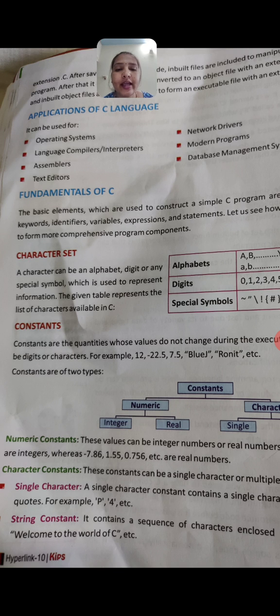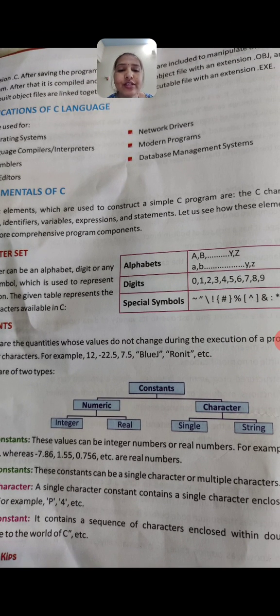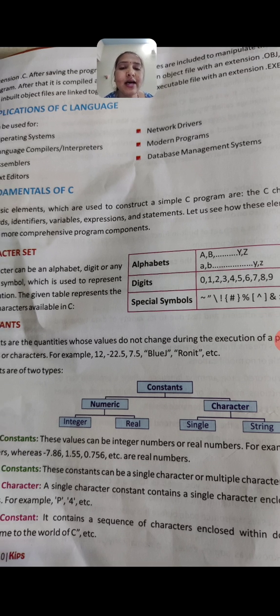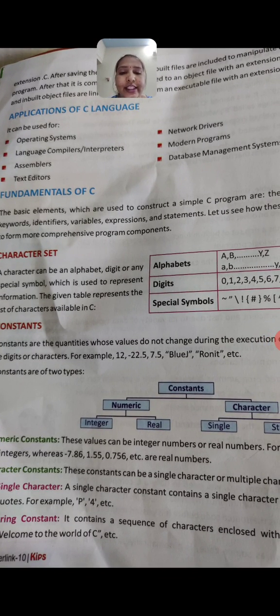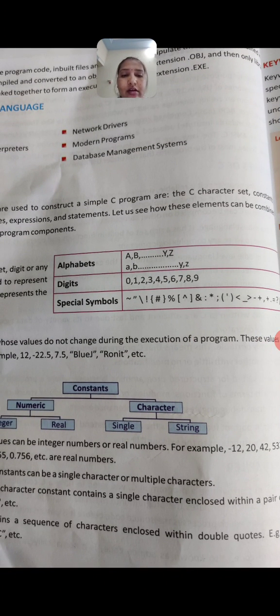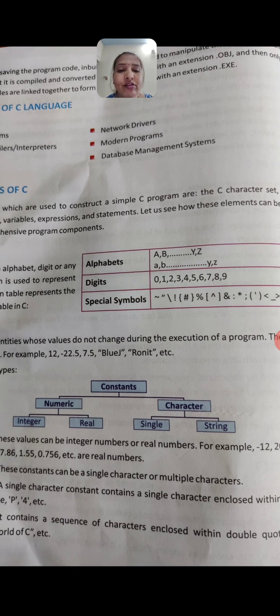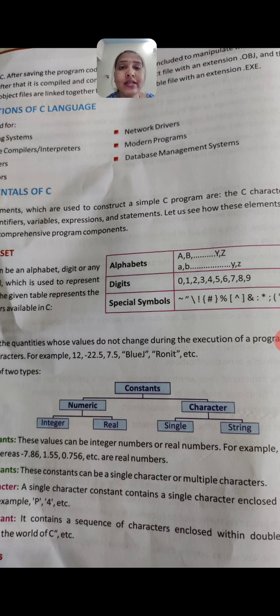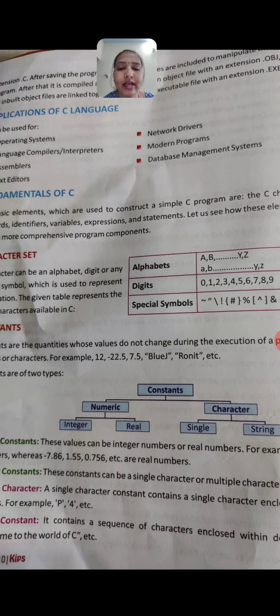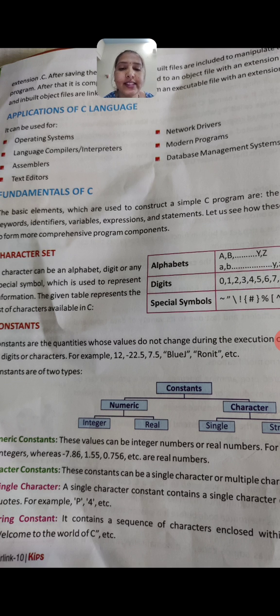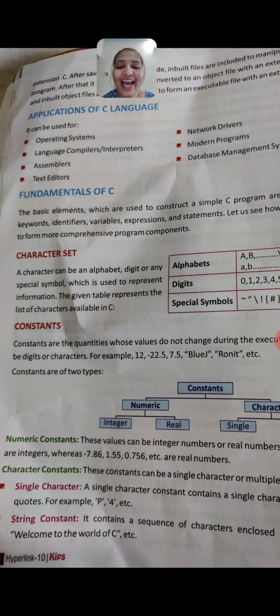Numeric constants: the values can be integers or real numbers. The numbers which are integers or real are the numeric constants. Integers means, for example, minus 12, 20, 42, whole numbers. We call that an integer. Real numbers are the decimal numbers. They have given examples here: minus 7.86, 1.55, 0.756. These are all decimals, no? The decimal numbers we give as a value to a variable are what we call real constants.